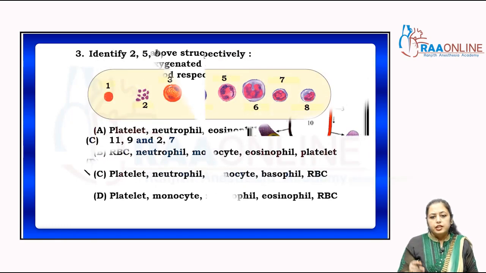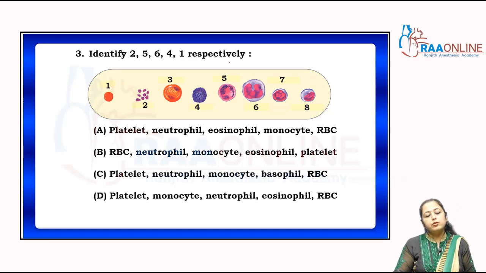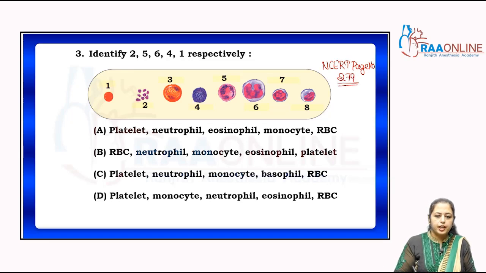Clear? Now come to the question number 3. Identify the 2, 5, 6, 4, 1 respectively. So first we have to identify that diagram. Actually that is related with the formed elements, which is given in NCERT page number 279, that diagram, right.